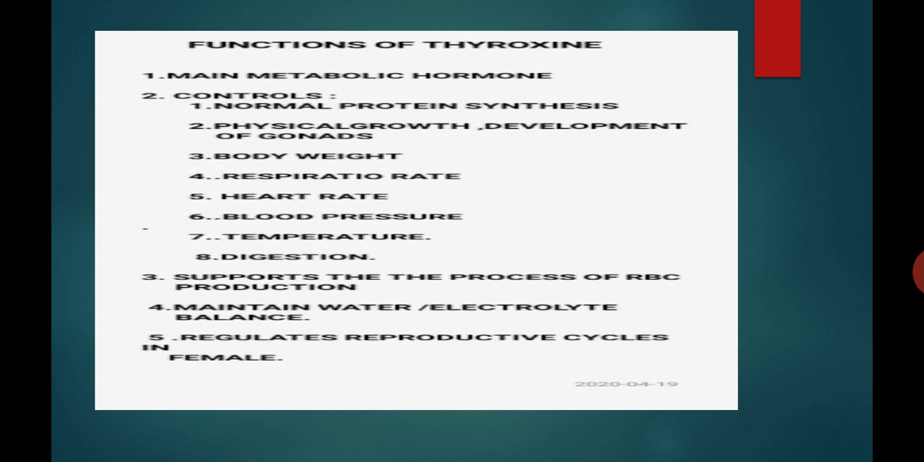Student, function number 1. Thyroxine is called the main metabolic hormone because it maintains the BMR. Full form of BMR is basal metabolic rate. How does it maintain the basal metabolic rate? It maintains basal metabolic rate by increasing glucose oxidation and energy production in the mitochondria. This mechanism is also called the calorigenic effect.